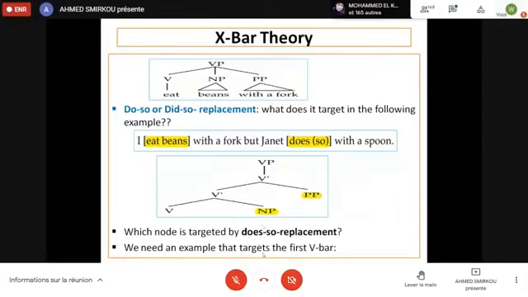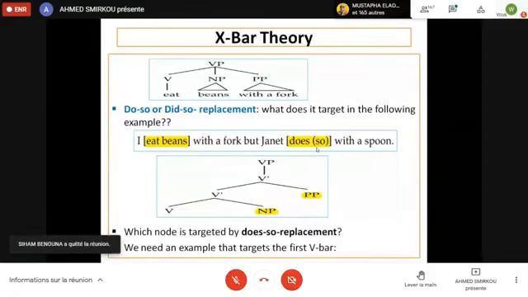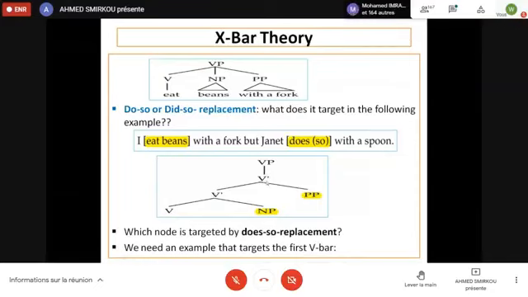Okay, we need an example that targets the first V bar, an example that targets this one. So does so replaces, in this case, only eat beans. It replaces the lower V bar. Now can you think of an example where we have replacement of the first V bar? So, I eat beans with a fork, but, and Janet, that's so, you need one word.